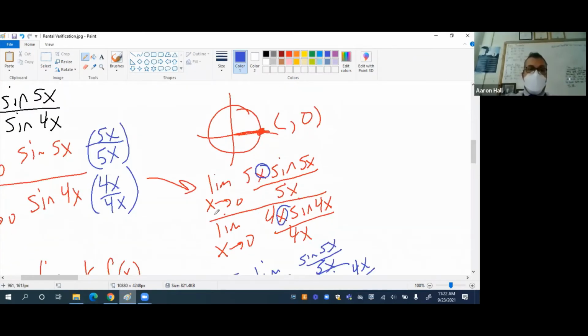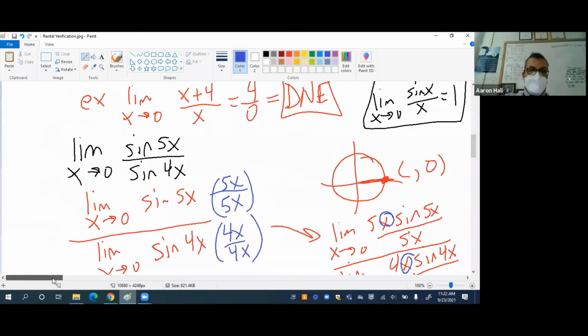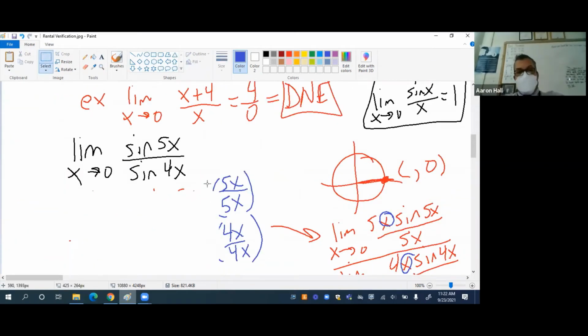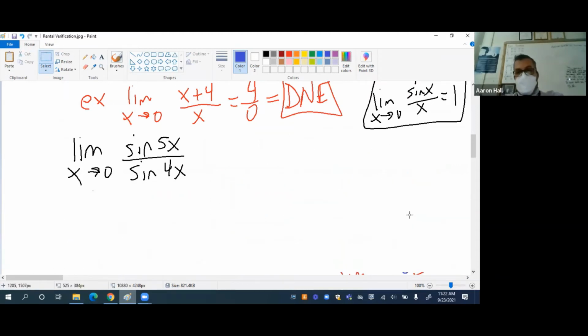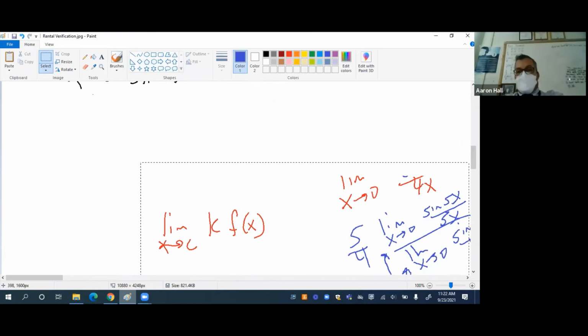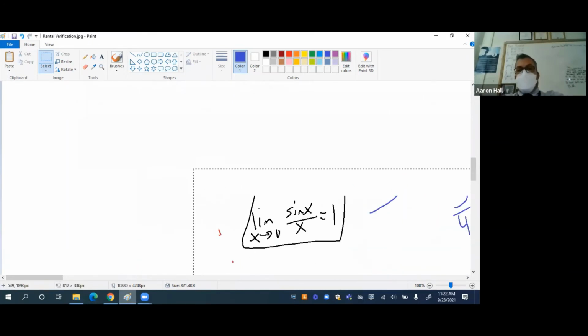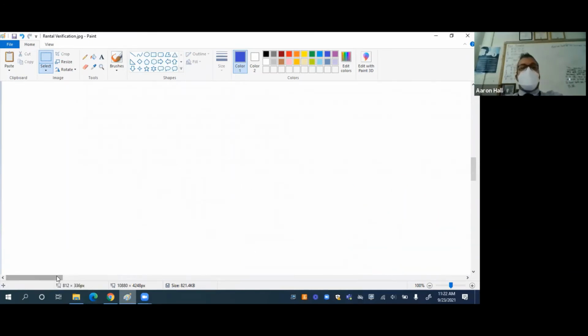Let's completely start over on this. I'm going to erase all of this mess. Yes, sir. Honestly, I'm confused about how you got the keep, change, flip with the x. How did you take it out of the limit? Oh wait, no. If you're multiplying, right? I'm not taking it out of the limit, I'm doing it inside the limit.